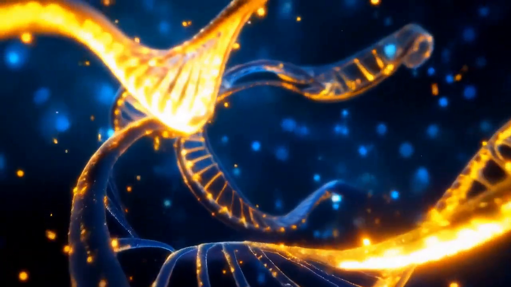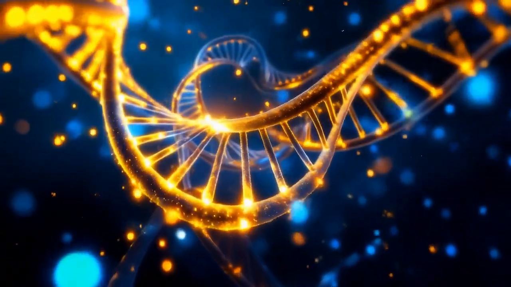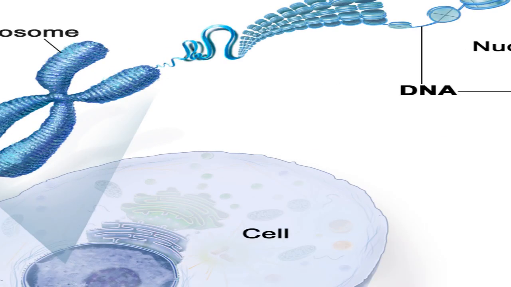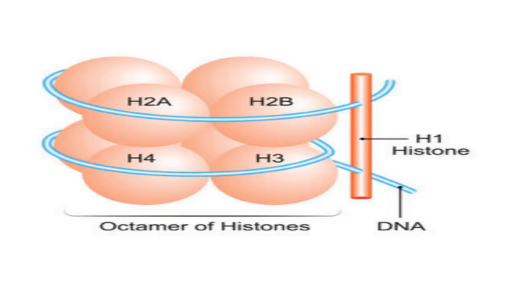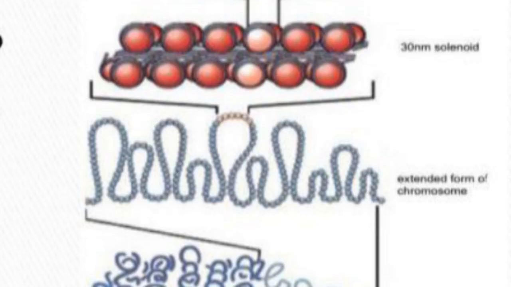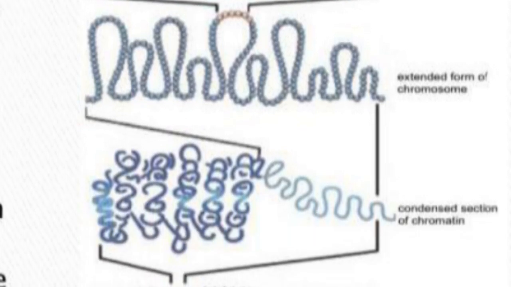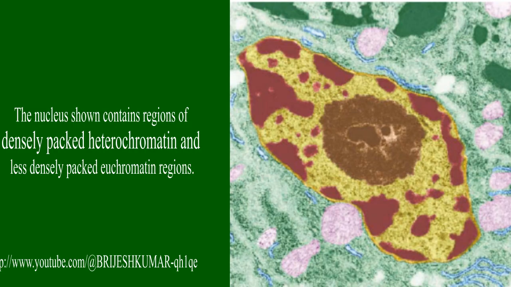Let's summarize. DNA is very long, but it's tightly and efficiently packed. In prokaryotes, DNA is localized and anchored in the nucleoid. In eukaryotes, DNA wraps around histone octamer to form nucleosomes. Nucleosomes fold into chromatin, which further condenses into chromosomes. Two types of chromatin: euchromatin, which is active, and heterochromatin, which is inactive.